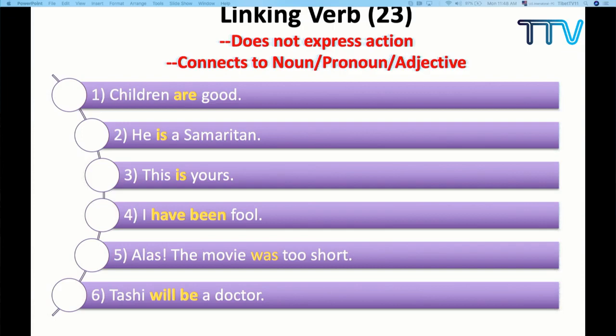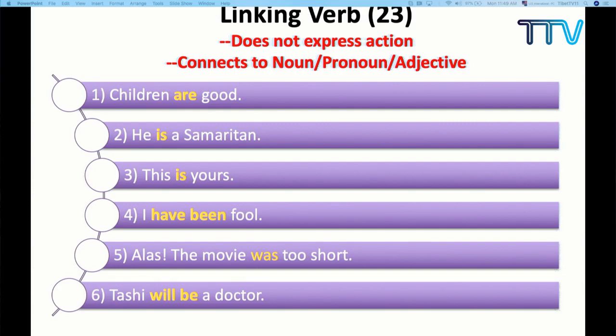Sometimes it may be confusing. But if you look at this carefully, then you can easily identify what a linking verb and what a helping verb is. We will do this later. So these are the different types of linking verbs. Now, if you look at one sentence, you just try to get the idea of what a linking verb is. Children are good. There isn't any principal verb in it. He is a Samaritan.